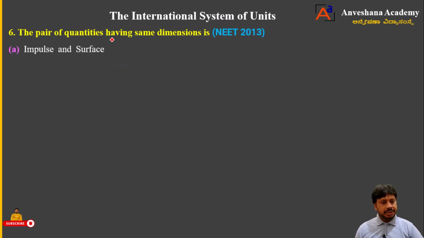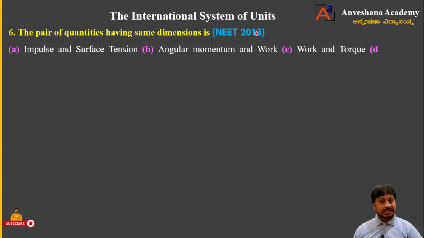The pair of quantities having the same dimensions is, this is the question which was asked in 2013, dear students. Now what are the answers he has given? Impulse and surface tension. Second one, angular momentum and work. Third one, work and torque. And fourth one, Young's modulus and energy. In these four, you need to identify the one pair having the same dimensions.